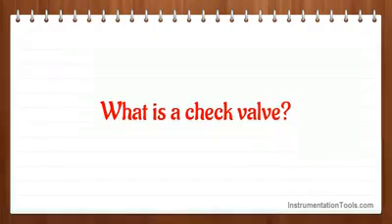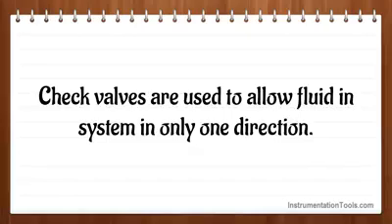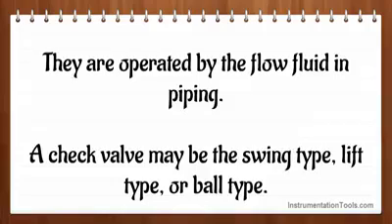What is a check valve? Check valves are used to allow fluid in a system in only one direction. They are operated by the flow of fluid in the piping. A check valve may be the swing type, lift type, or ball type.